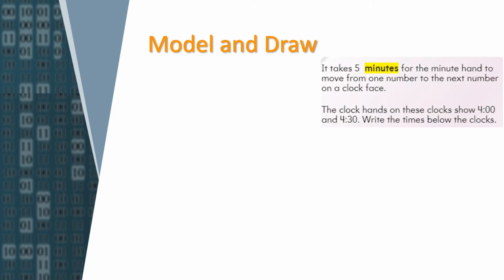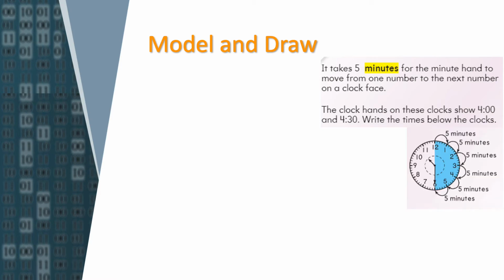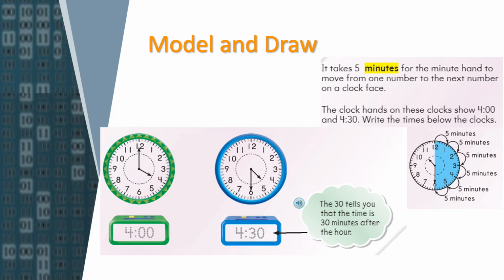Let's look at model and draw. Now, as I said earlier, it takes 5 minutes for the minute hand to move from one number to the next number on a clock face. The clock hands on these clocks show 4 and 4:30. Write the times below the clocks. So, for example, in the first, the green clock that you see, what is the first thing that you will look for? You will look for the hour hand.